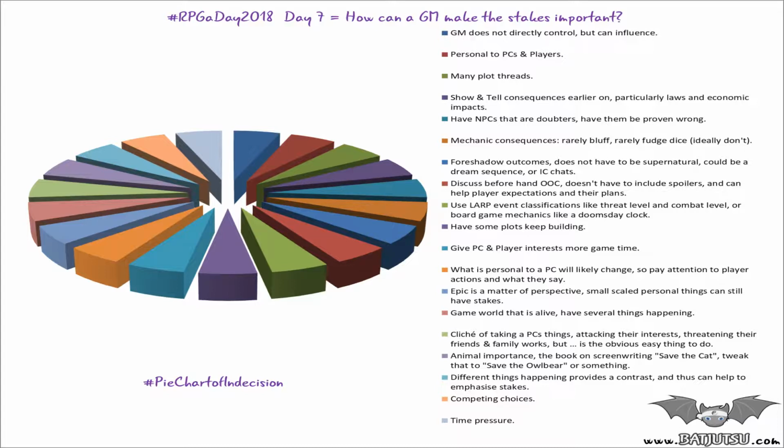Have NPCs that are doubters, and then have them proven wrong. So if an NPC says there isn't an issue, there isn't a dragon in the woods, then have it revealed that they're wrong. It shows a small level consequence on a social level.